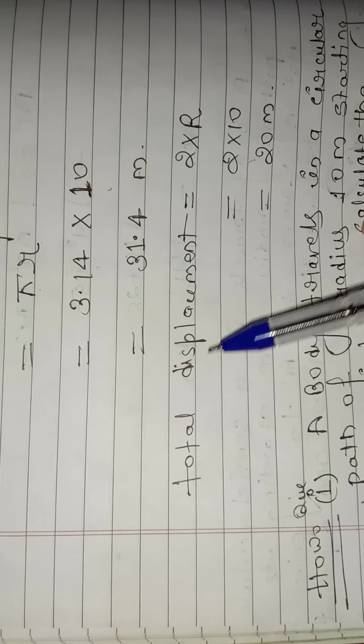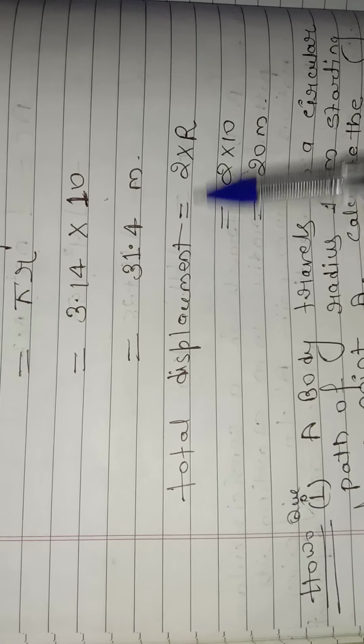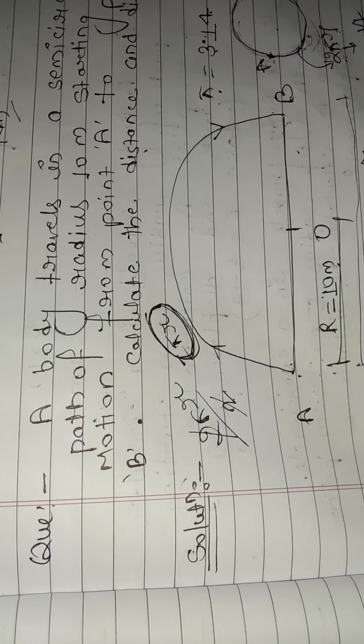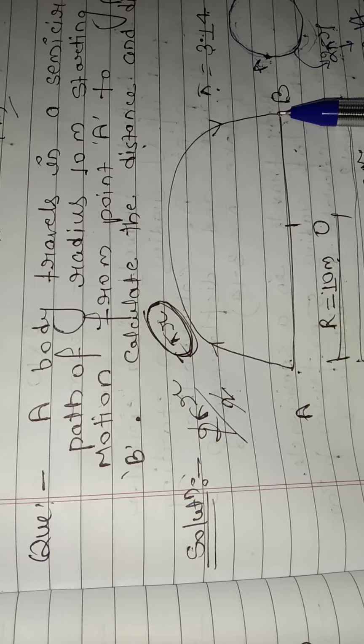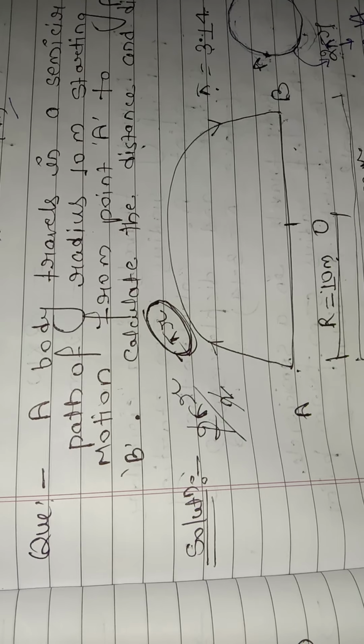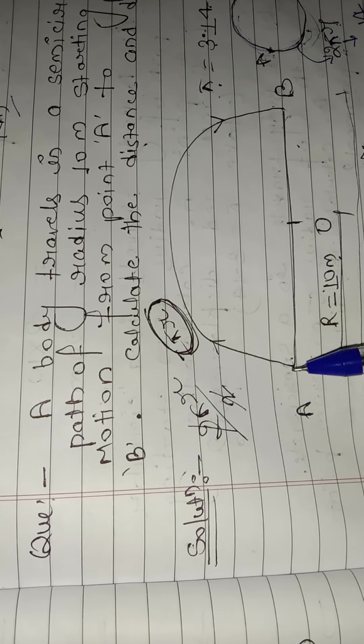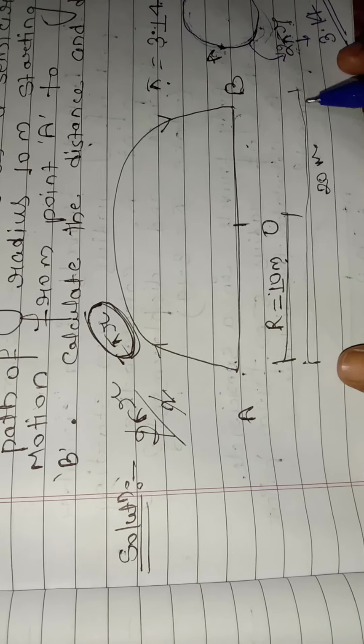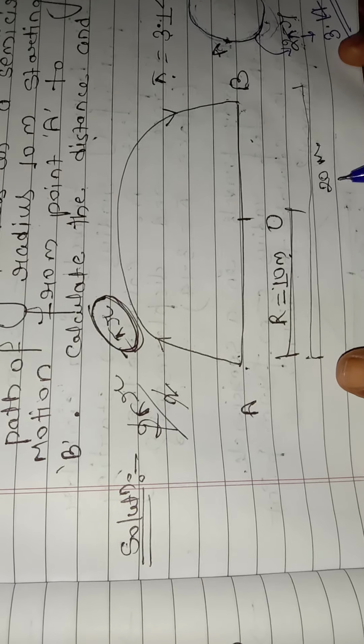Now see, you have to find the displacement next. So displacement is equal to 2 into r. See in the diagram, what is displacement? The shortest distance between initial and final point. What is the shortest distance between A and B? If this is r, so this is again r. So what is the total distance here? 20 meter only. So your displacement is 20 meter.